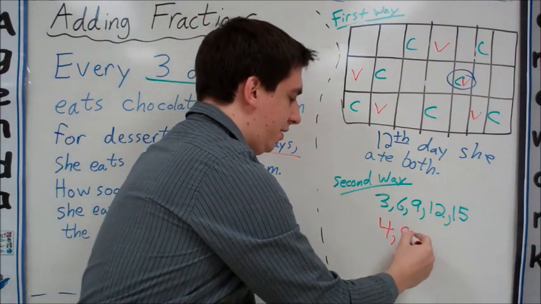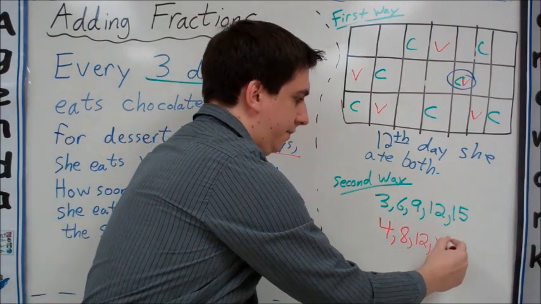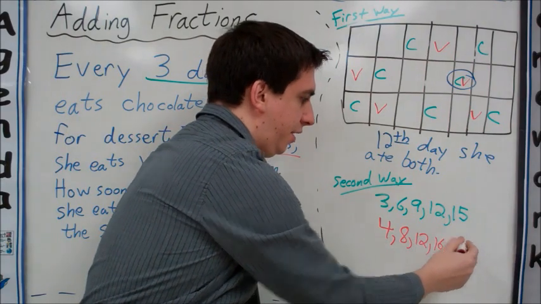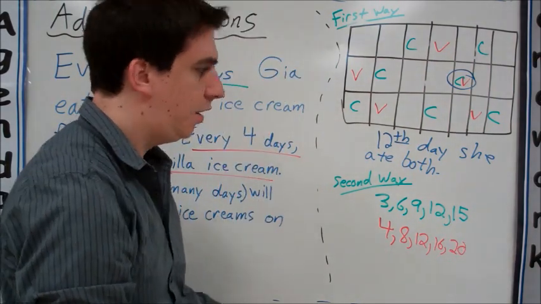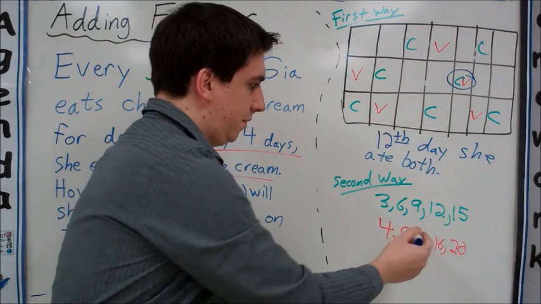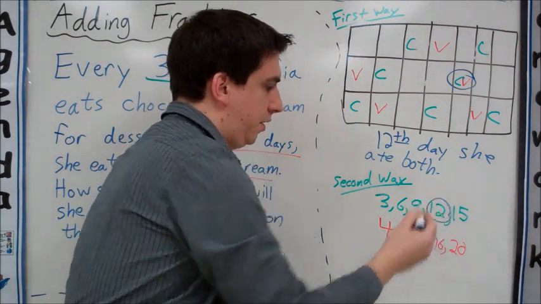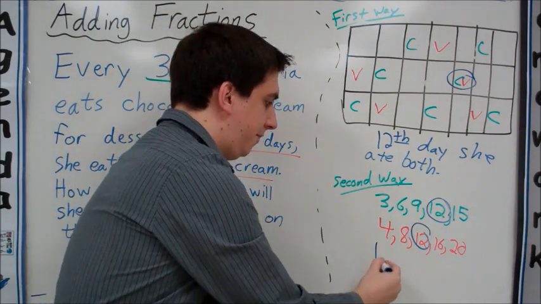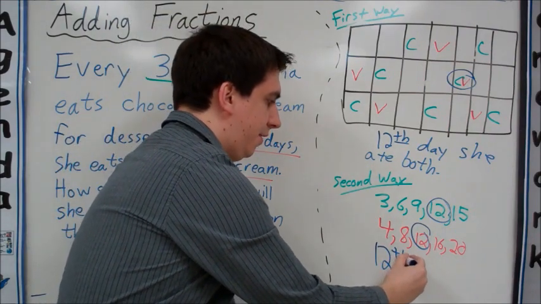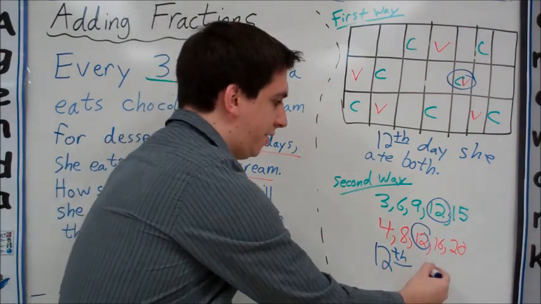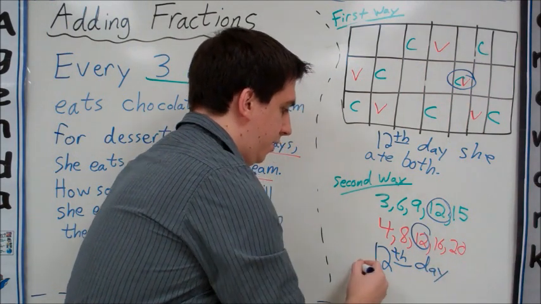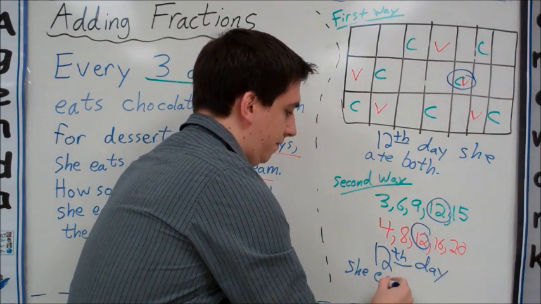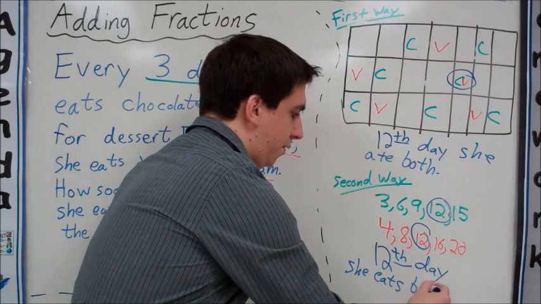4, 8, 12, 16, 20. Were any of those the same? 12, nothing before it is similar, so we say 12 is our least common multiple. For this specific problem, that means that on the 12th day, she eats both.